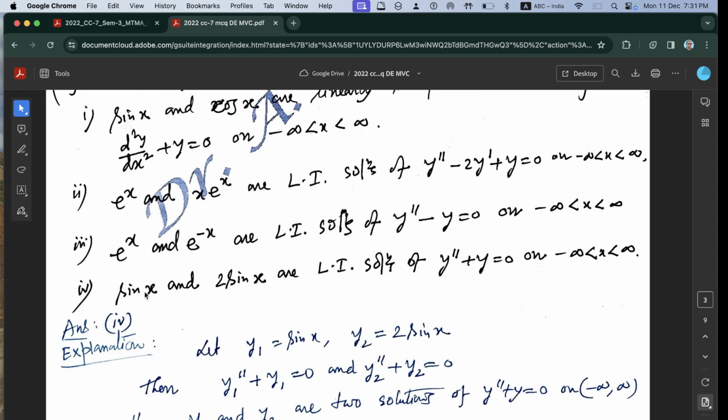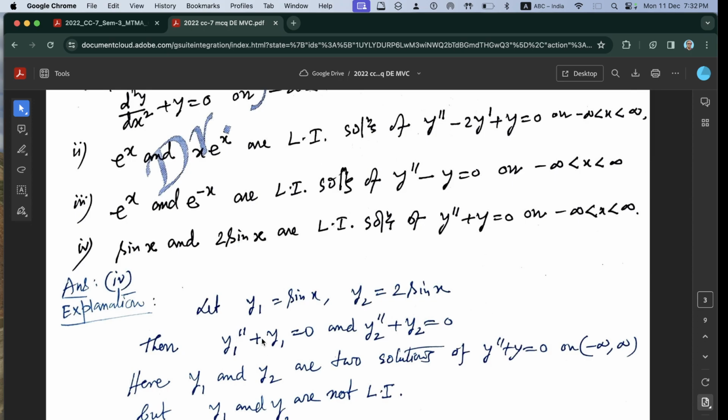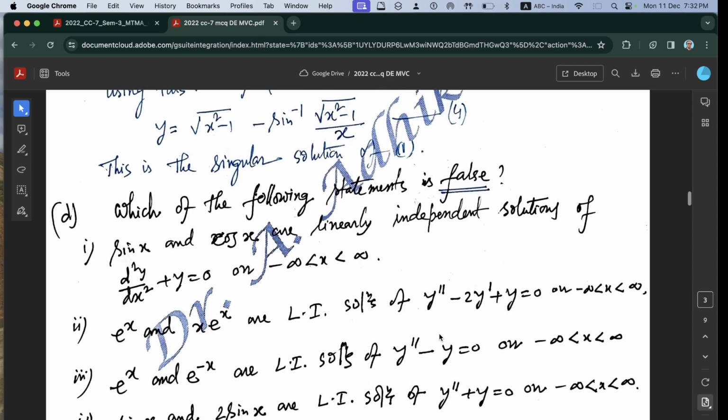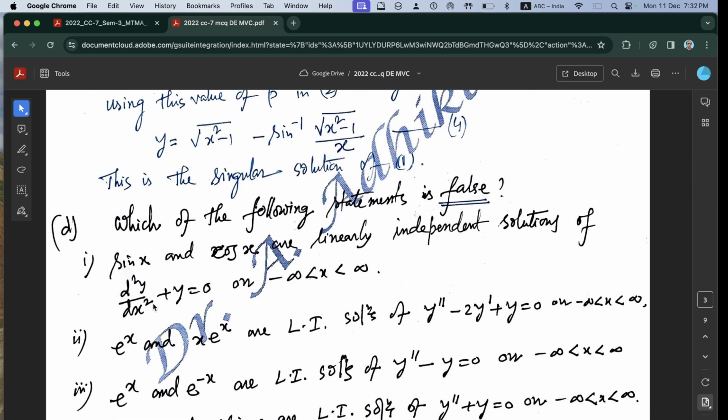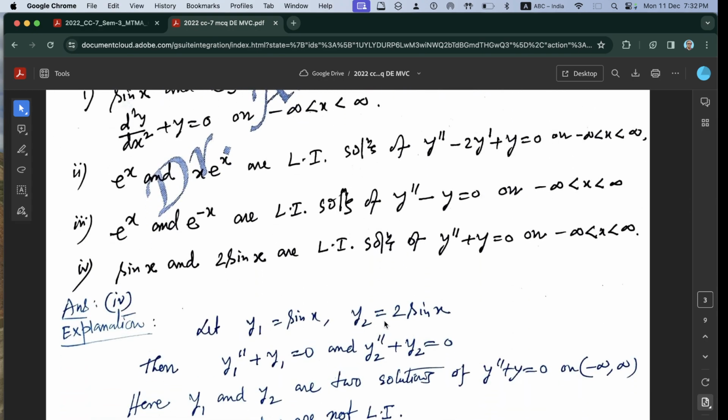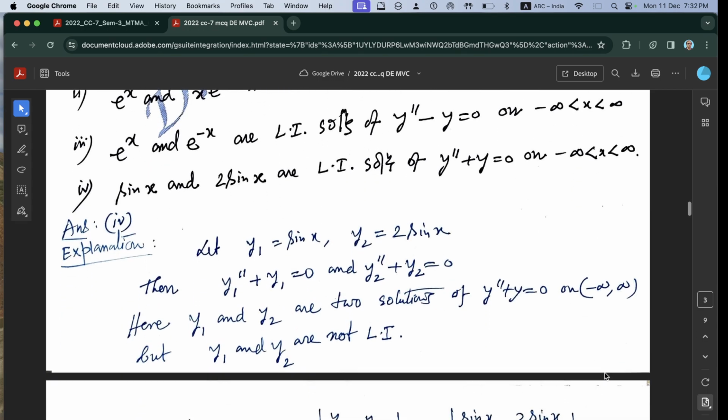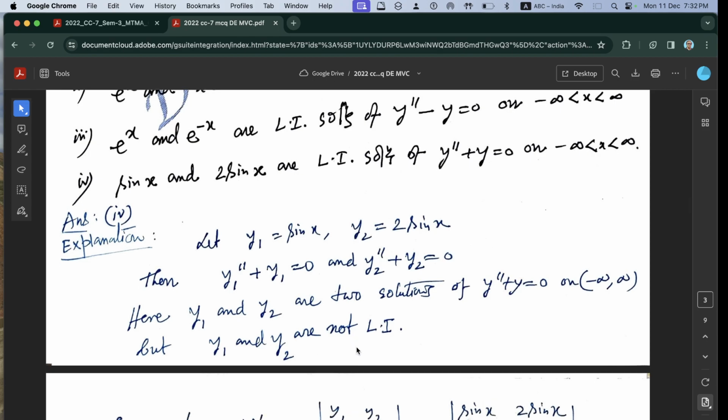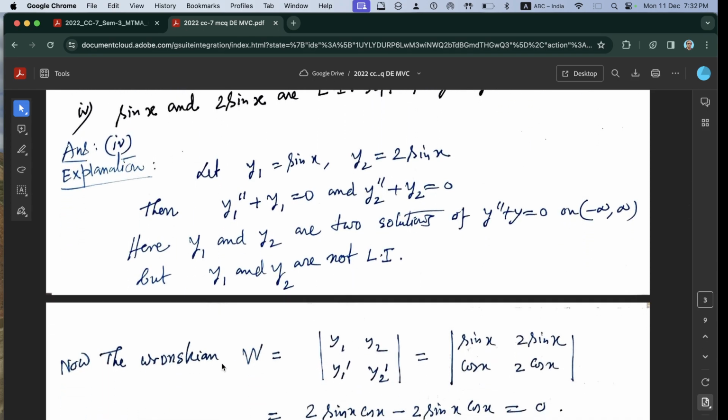So, if this solution is y1 and this solution is y2, then y1 double dash plus y1 equal to 0, and also y2 double dash plus y2 equal to 0. This is the given differential equation, y double dash plus y equal to 0. So obviously y1 and y2 are two solutions of the given differential equation on minus infinity to plus infinity. But y1, y2 are not linearly independent, because here the Wronskian of these y1, y2 functions.